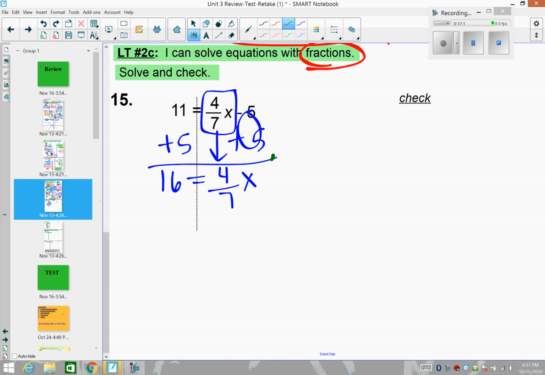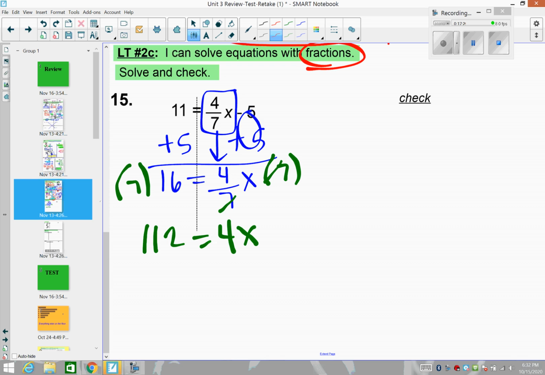I'm going to do this in 2 steps. I'm going to kill that 7 first. Copy, paste, copy, paste. So that gives me 4x. The 7 now is dead through multiplication, nice and high. Copy, paste, copy, paste. When I multiply 7 times 16, I end up with 112. Now this turns into a nice little one-step problem. I'm going to divide both sides by 4. Copy, paste, copy, paste. And we get x is equal to 28.